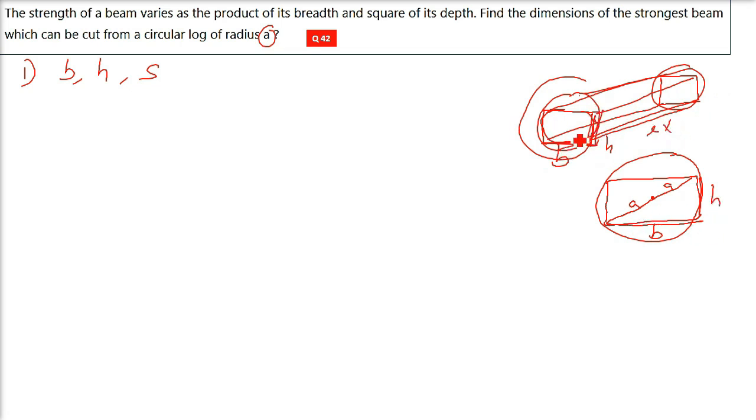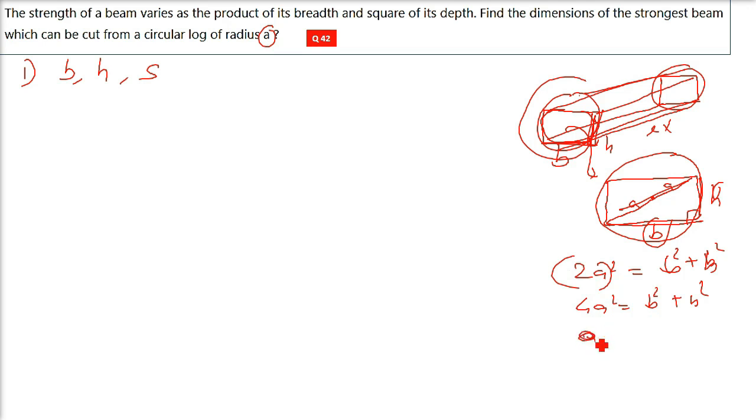Now what do you think about using the 90-degree angle and consequently the Pythagoras theorem? You have the hypotenuse as A plus A, twice A, the perpendicular as H and the base as B. So when you square it, twice A whole square equals B square plus H square. 4A square is B square plus H square. When we have 4A square equals B square plus H square, H square will be 4A square minus B square.